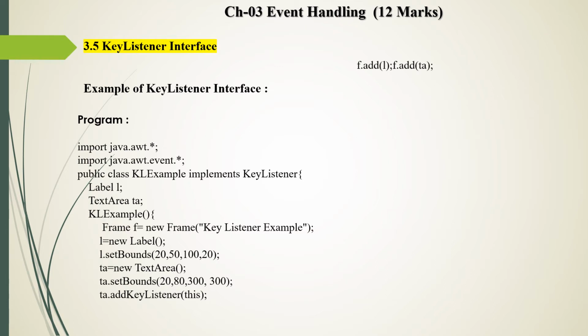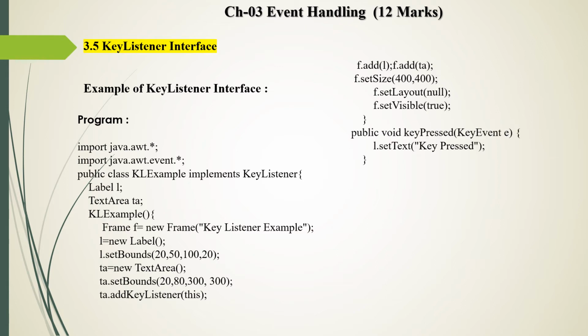Next we add our label and our text area into the frame. So the code for this is f.add(L) and f.add(TA). L and TA are the objects of label and text area. Next we set the size of our frame. Next we set the layout of our frame by the method setLayout, and at last we set the visibility of the frame. So this is the code for designing and creation of components.